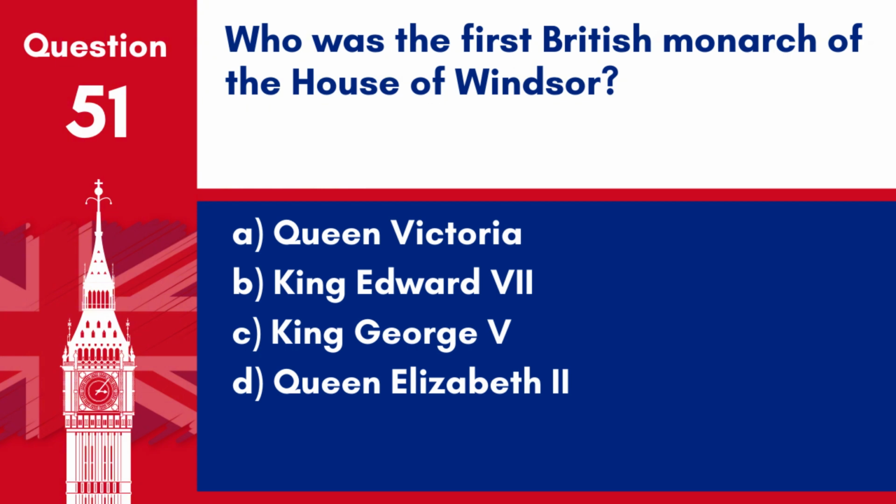Question 51. Who was the first British monarch of the House of Windsor? A. Queen Victoria. B. King Edward VII. C. King George V. D. Queen Elizabeth II.